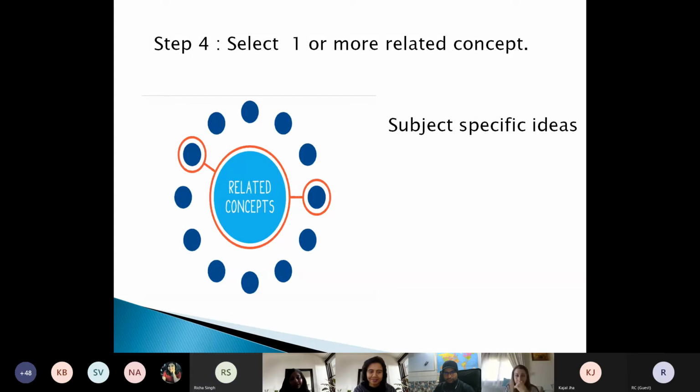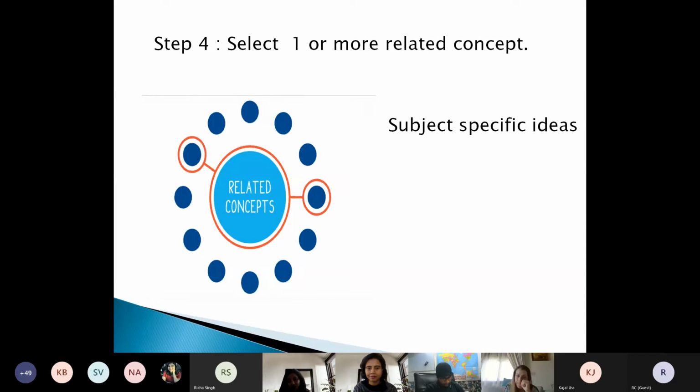But let me clarify that a key concept is the one which is general, which is transferable to other subjects. However, a related concept is very subject specific. They are very important for the student to study. So teachers generally have to select one or more related concepts to extend their learning and develop deeper understanding. In fact, it's used to create different perspectives on that larger key concept. So you can understand that you have to have different perspectives on that larger key concept.